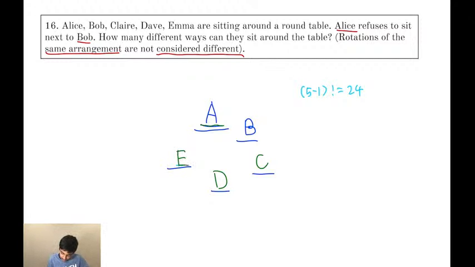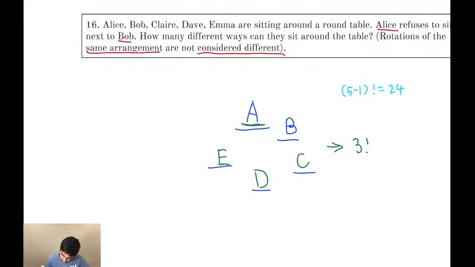So Claire, Dave, and Emma go here, and Alice and Bob go here. This is going to be arranged in 3 factorial ways, right? Because you can assume Alice and Bob are there. So 3 factorial ways to arrange them equal to 6. And these 6 ways don't work. We have to subtract them from the 24 that we found, because Alice cannot sit next to Bob. This is not allowed. Subtract 6, right?